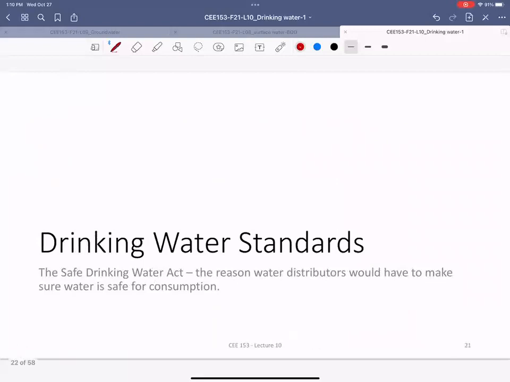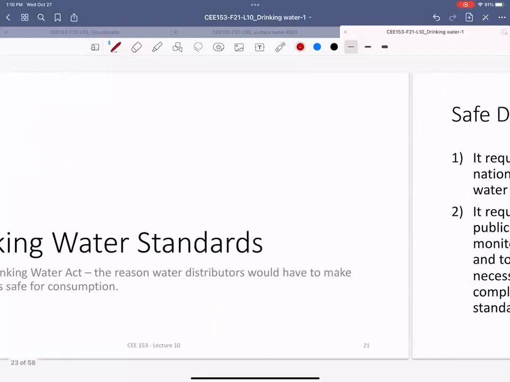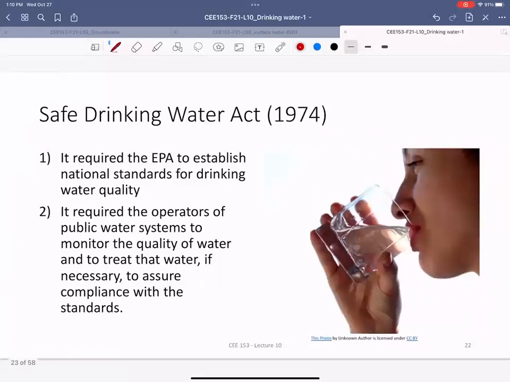That's the reason drinking water standards are there, to monitor it. What's the concentration? The Safe Drinking Water Act, the first Drinking Water Act, was passed in 1974, just after the EPA was established in 1970. They came up with this plan where they limit how much of each pollutant is permitted in drinking water.